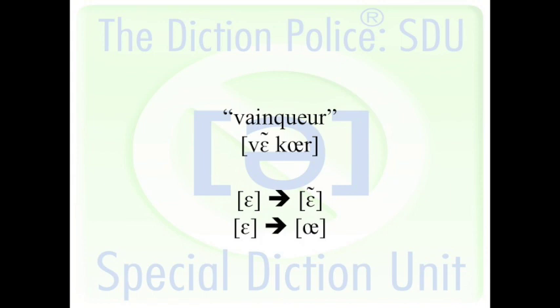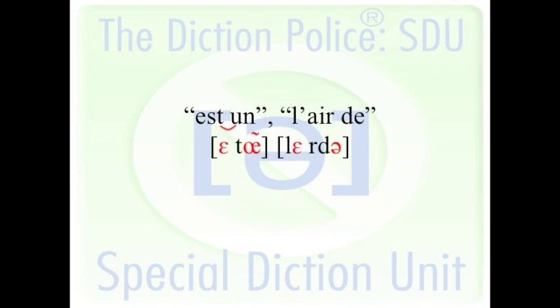Start from eh, and add the nasal quality: vin. Then start again from eh and round the lips for the mixed vowel: cœur, vainqueur. The same exercise works for "votre âme est un paysage" and "ils n'ont pas l'air de croire." In the first, with the nasal sound over the OE, and in the second, just from an open epsilon to the mixed vowel OE.